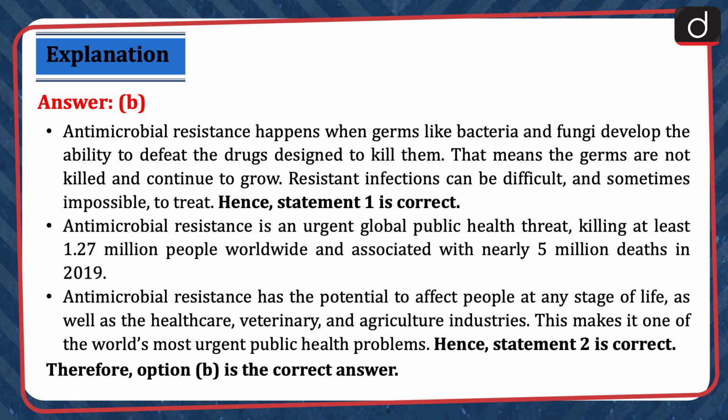Antimicrobial resistance is an urgent global public health threat, killing at least 1.27 million people worldwide and associated with nearly 5 million deaths in 2019. Antimicrobial resistance has the potential to affect people at any stage of life, as well as the healthcare, veterinary, and agriculture industries. This makes it one of the world's most urgent public health problems. Hence, statement 2 is correct. Therefore, option B is the correct answer.